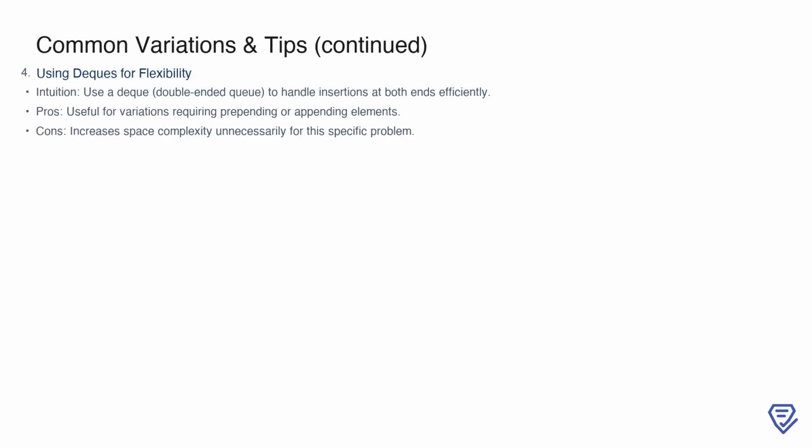Another technique worth considering uses deques for added flexibility. A deque, or double-ended queue, allows efficient insertions and deletions at both ends. This can be particularly useful for variations of the +1 problem that require prepending or appending elements, such as when working with numbers in reversed order. However, while deques offer flexibility, they also increase space complexity, which is unnecessary for the specific requirements of the original +1 problem. Therefore, while it's good to be familiar with this approach, it's better suited for more complex variations or when the problem explicitly calls for such operations.